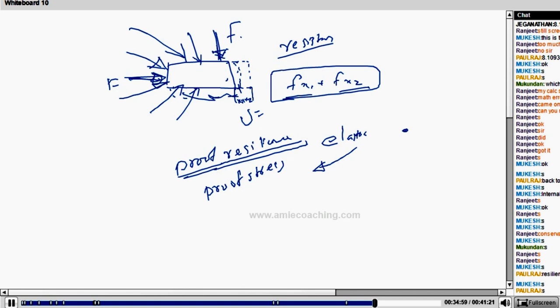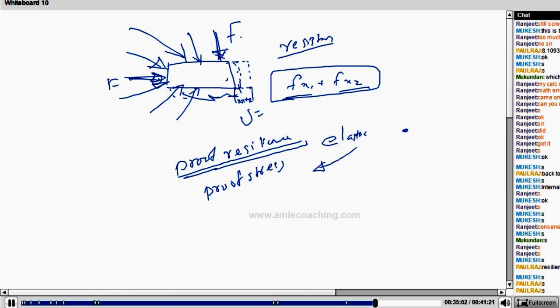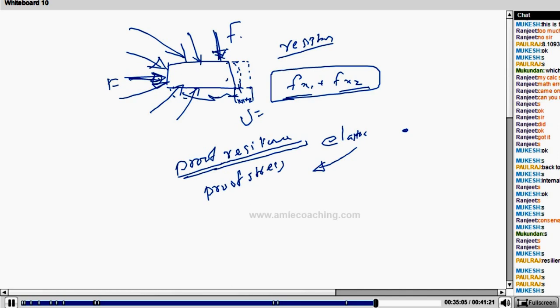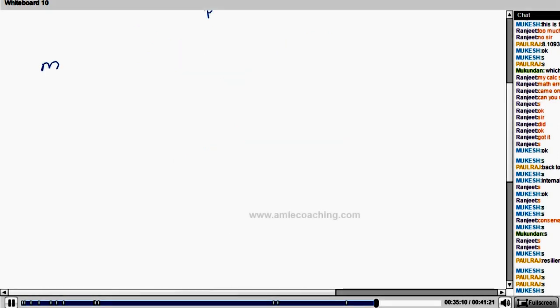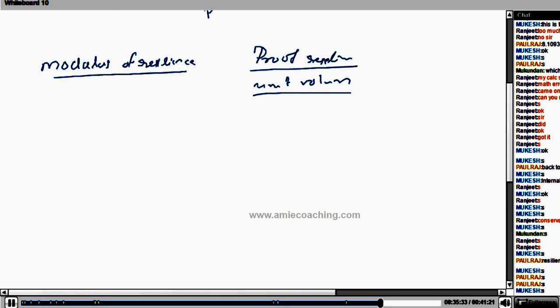Is it clear to all? Okay, fine. Now, modulus of resilience. Modulus of resilience is the ratio of proof resilience divided by unit volume. Proof resilience by unit volume is the modulus of resilience.